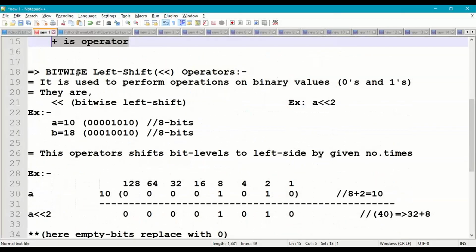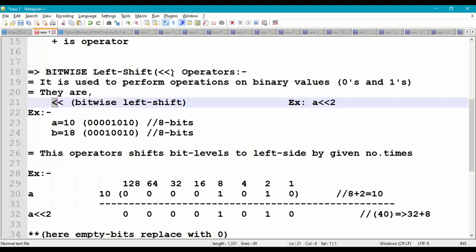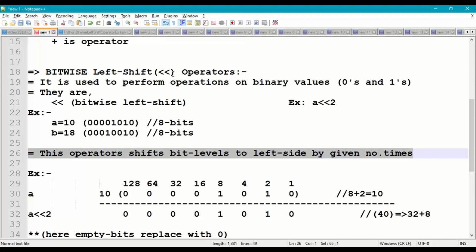Now coming to the bitwise left shift operator, which is represented with two less than symbols. It is used to perform operations on binary values of a given number, zeros and ones. It is applied like this: a left shift of 2. What it will do is shift the bits towards the left side by the given number of times. So 2 times it will shift the bits towards the left side.